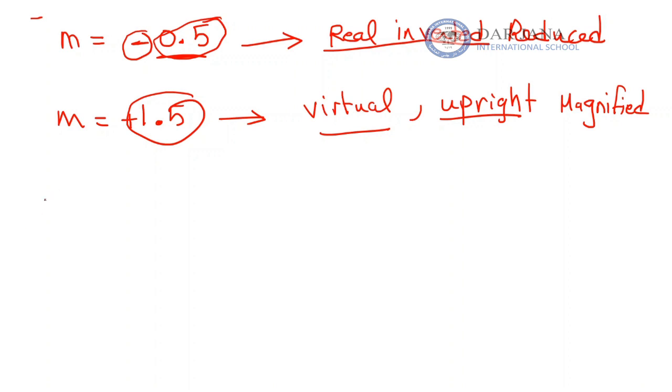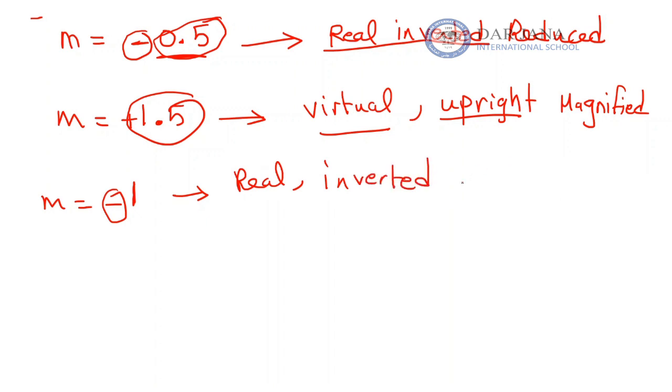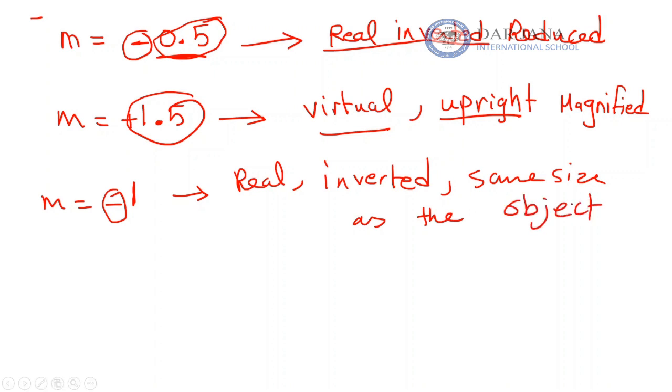Let's write this down. If m is equal to -1, not 1, let's take this example. Minus means that this is a real image. Also, it's inverted. Since it is 1, it has the same size as the object. Next, we are going to go through the cases of the lenses. We have 3 cases and 2 special cases. They are easy. Please pay attention and take notes.